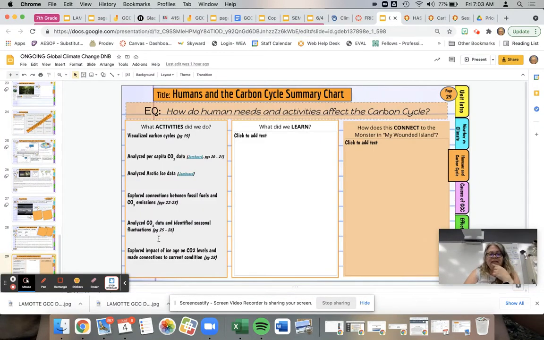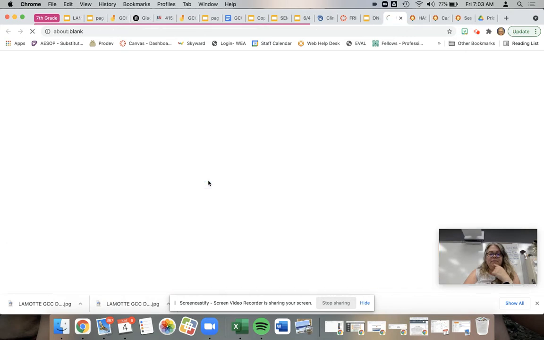So I tried to list out the different activities that we did and the pages that they were on. I also linked our Jamboard. One thing that I didn't cover was looking at the Arctic ice data. Many of us looked at that, although I don't know that all classes got to it. So do make sure that you click this link.